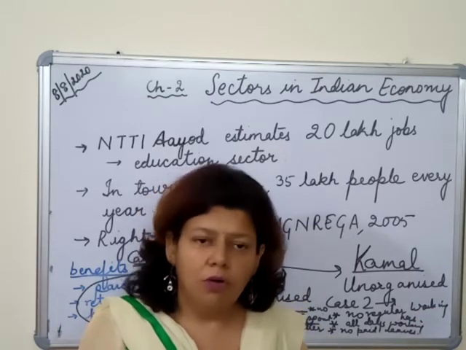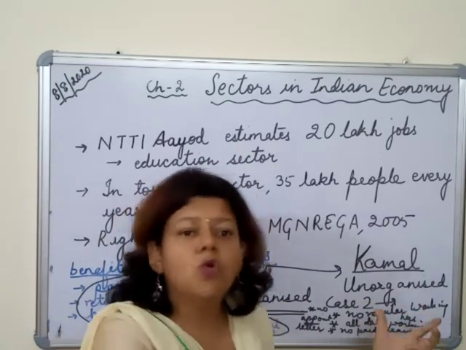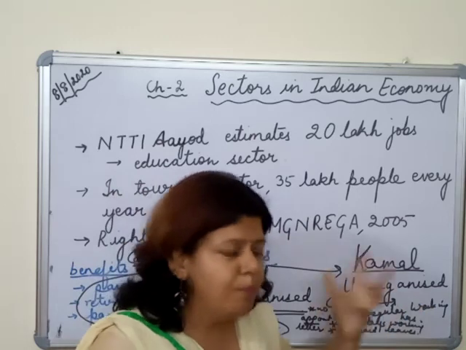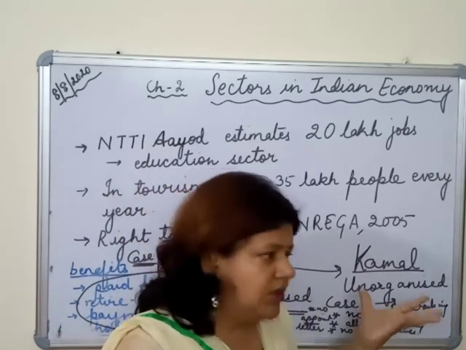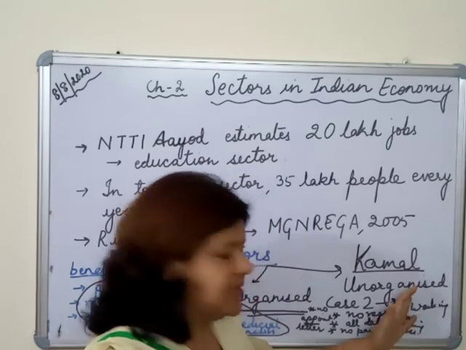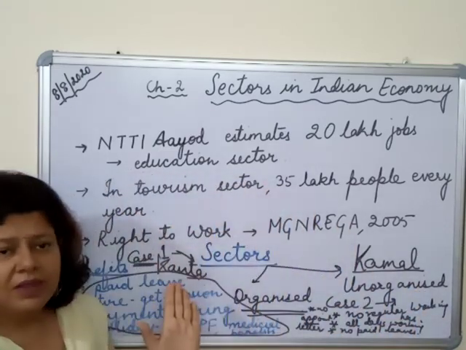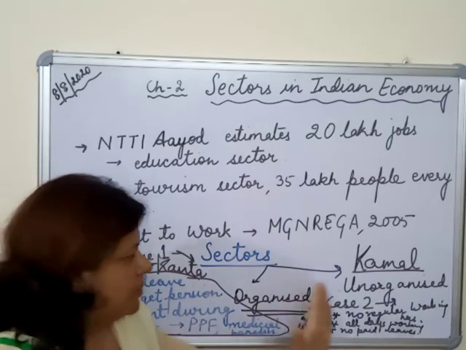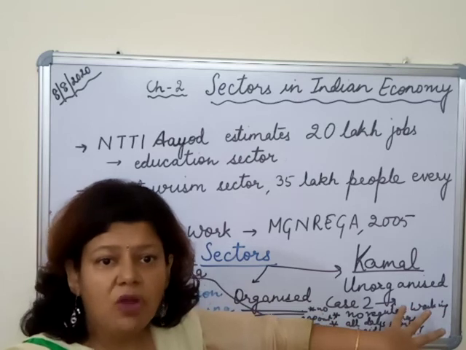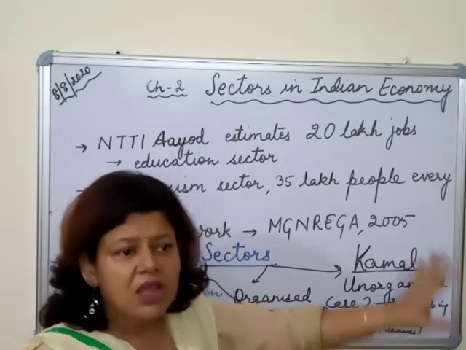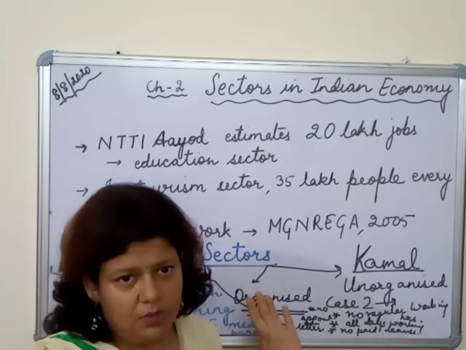Tomorrow we will be studying, point by point, how the government can change the unorganized sector, that is case number 2, to case number 1, the organized sector. That means how the problems Kamal faces can be removed so that he becomes like Kanta, so that his sector becomes like Kanta's sector.